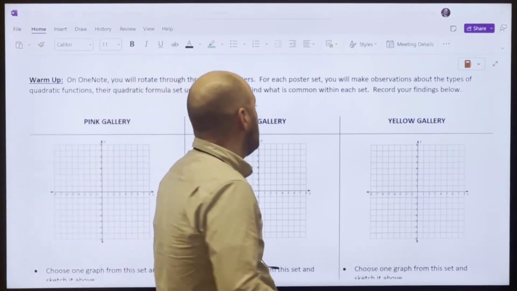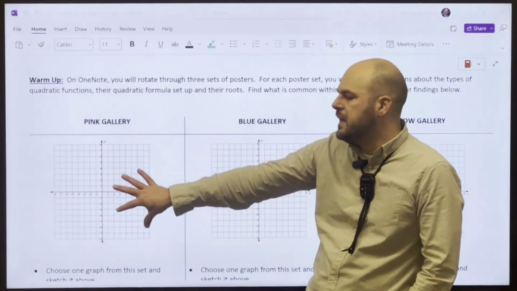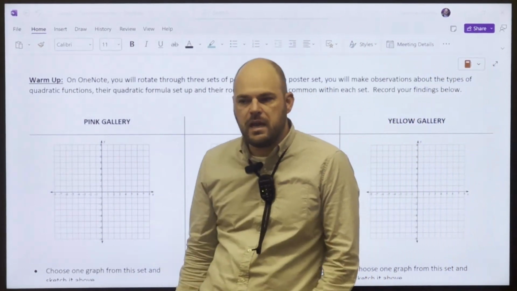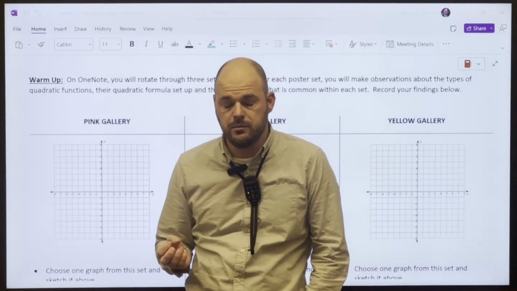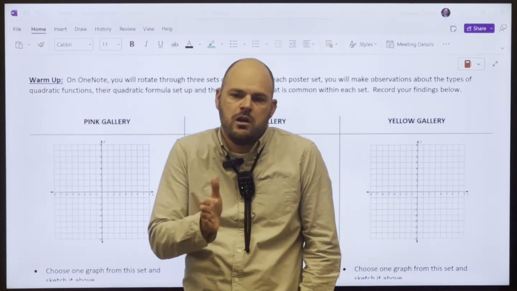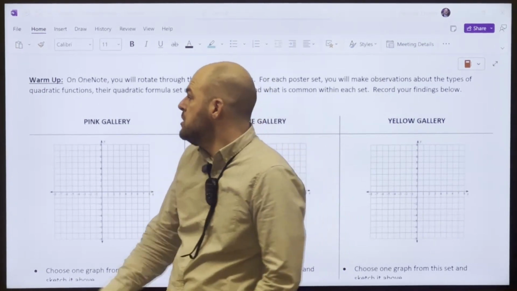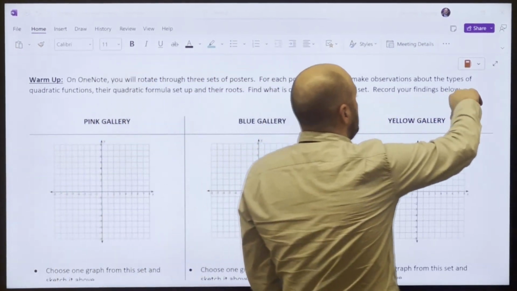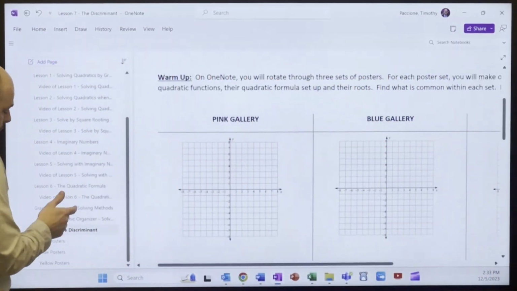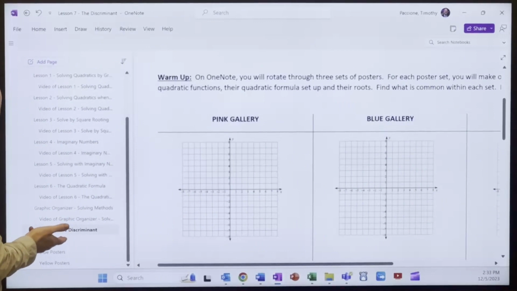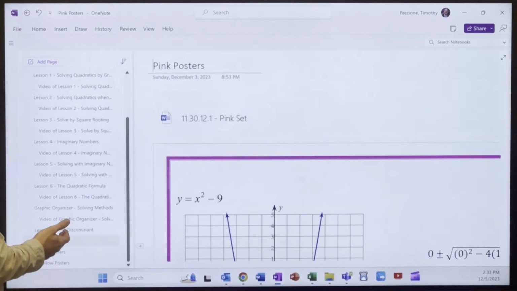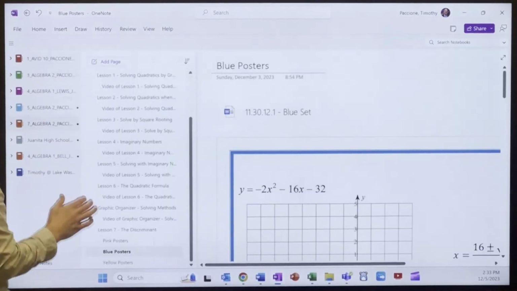Okay? You're going to have 3 galleries: a pink gallery, a blue gallery, and a yellow gallery. All the graphs in the pink gallery have a couple things in common. Well, I should say all the equations and graphs. All the blue ones have a couple things in common. All the yellow ones have a couple things in common. So to find them, you go to OneNote and go to Lessons, and then the last lesson is today, and then you just go to the pink, the blue, and the yellow.